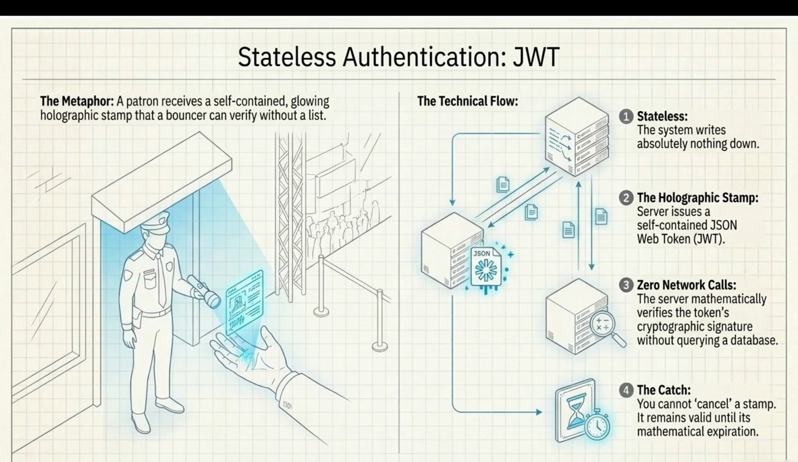Now coming to stateless authentication. You can look at the metaphor given there and also the picture given below. A patron receives a self-contained glowing holographic stamp that a bouncer can verify without a list. Nowadays you might notice that when you are visiting some public places, in order to enter the place, you need not always show your ID.